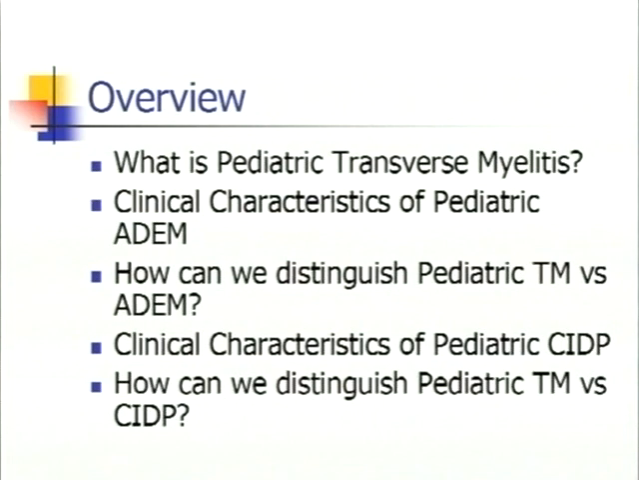Okay, so an overview of the talk. We're first going to talk about what is pediatric TM and what can be the first presentation of that. And then we're going to differentiate the clinical characteristics of pediatric ADEM and how do we distinguish pediatric TM from ADEM. Too many EMs there. Anyways, secondly, the last part of the talk, we'll talk about the clinical characteristics of pediatric CIDP and how you distinguish TM from CIDP.